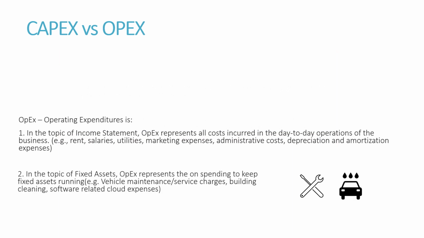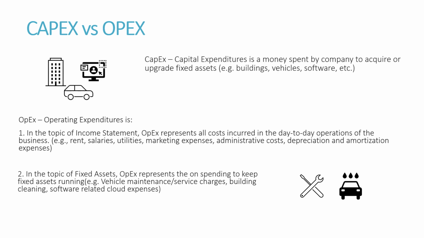The second context where you will encounter OpEx is related to fixed assets or PP&E. In this context, OpEx signifies the ongoing spending required to keep your fixed assets running smoothly. Think of expenses like vehicle maintenance or service charges, building cleaning, or even software-related cloud expense.